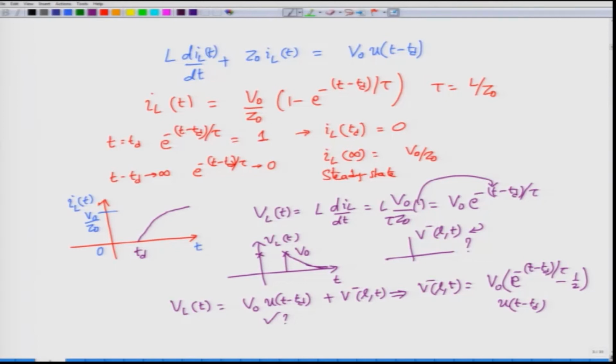How does that look? We can actually sketch that one. So let us sketch it right here. The reflected voltage at the load begins at t equal to Td with a value where the exponential factor will be 1, and 1 minus half will be equal to half times u. So it will start at V0 by 2, and when t minus Td becomes much larger than tau, the exponential goes off to 0 and you get minus half times V0. So eventually it would have dropped down to minus half V0.